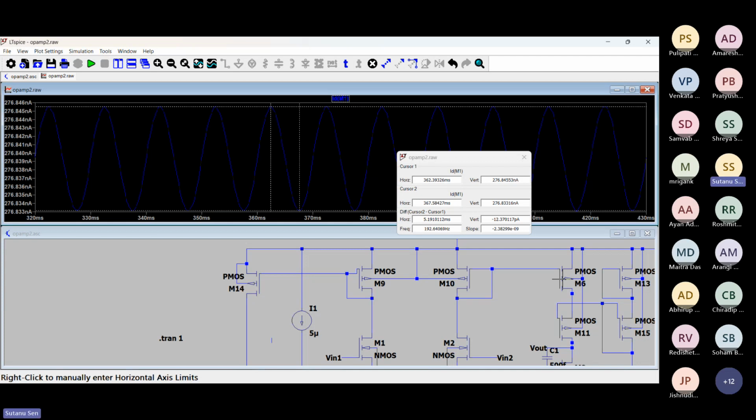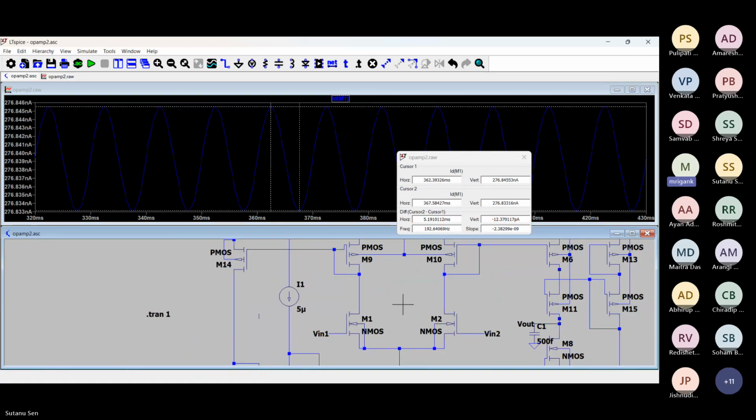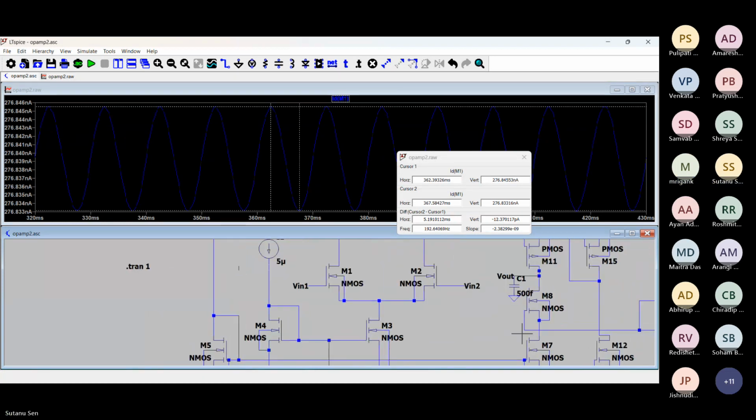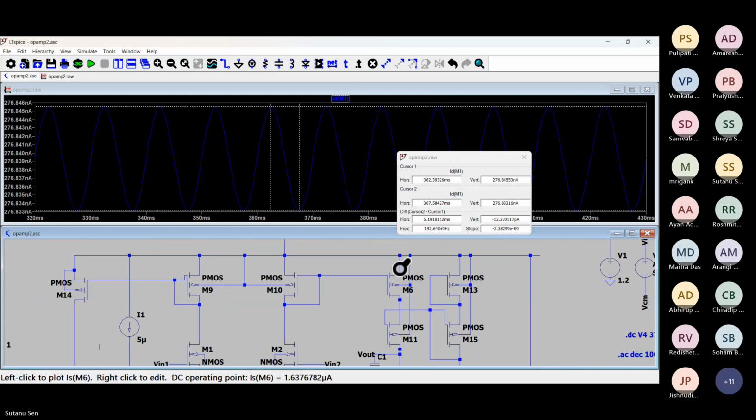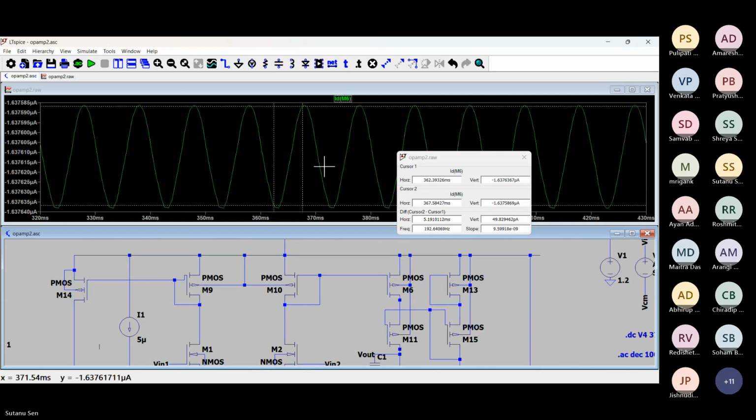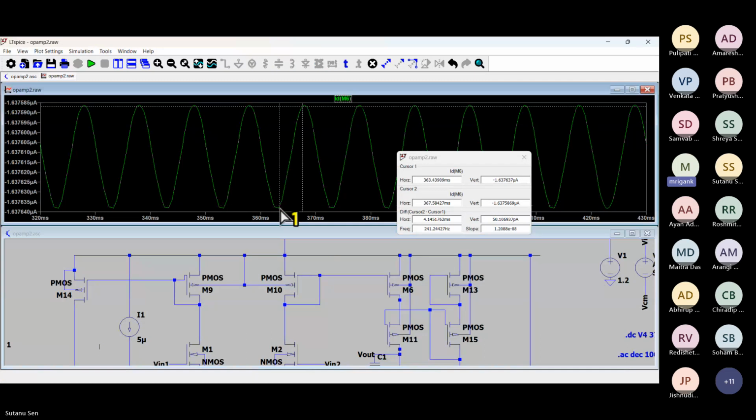Sir, M1 is 12 picoamps, whereas M14 is 63 picoamps, peak to peak. 63 picoamps. And what about M6? Here we are trying to see the peak to peak current. Sir, M6 is 51 picoamps. So again, peak to peak currents in M14 and M6 are similar.